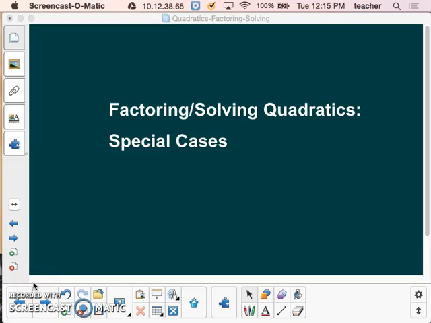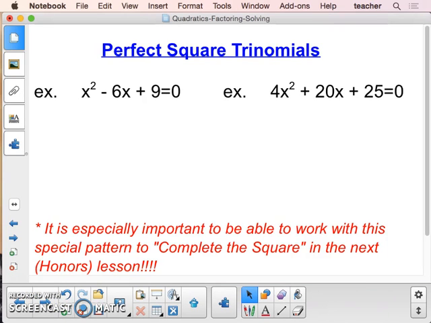In this video, we're going to focus on some special cases of factoring and solving quadratics. The first special case we'll look at are perfect square trinomials. You'll notice these especially by looking at whether the first and last terms in the trinomial are perfect squares, meaning that you can take the square root and get an even number or letter. And in this case, the square root of x squared is x, and the square root of 9 is 3.